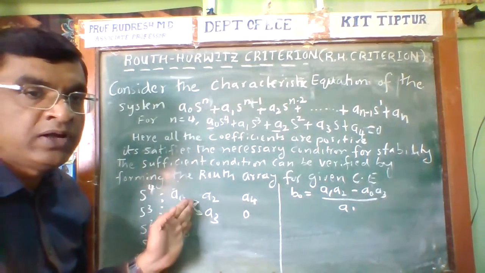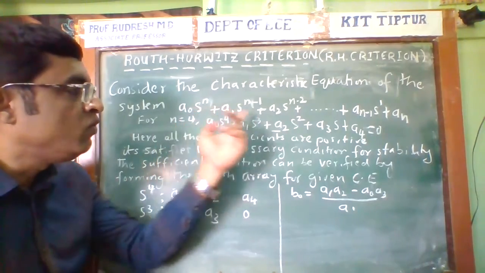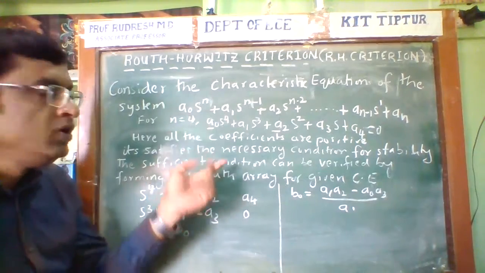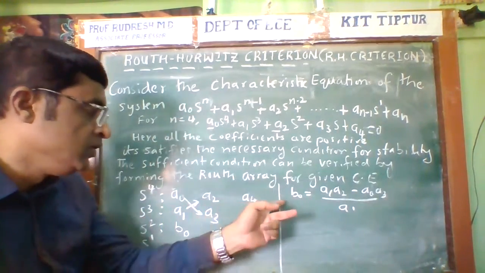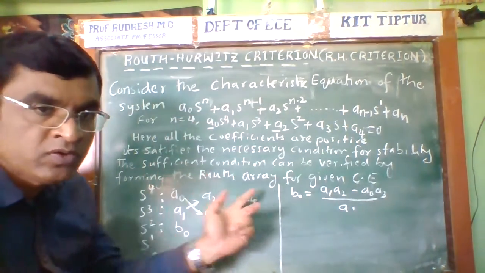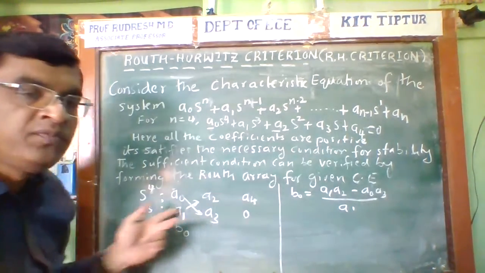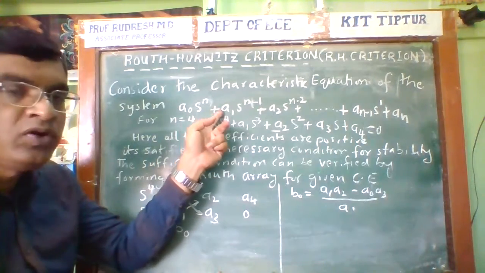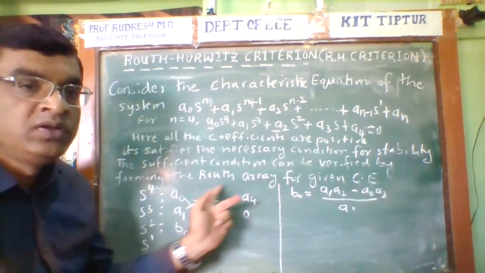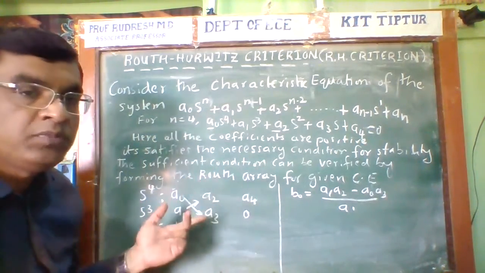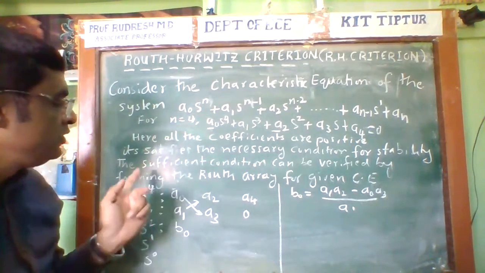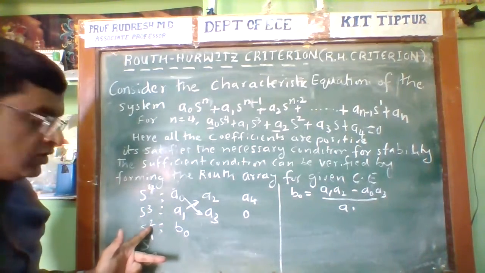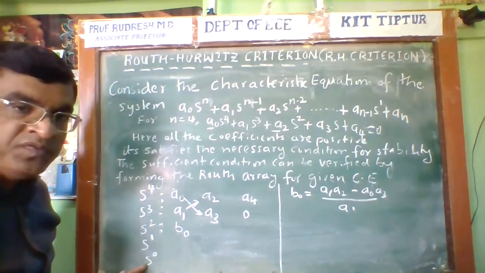It is formed by utilizing the coefficients of S. If it is an even power, the first row can be formed by the coefficients of even powers of S, and the second row by the odd powers of S. If it is an odd power, for example a0 into S power 5, the first row is formed by odd powers of S. The S power 4 row is the first row, S cube is the second row, S2 is the third row, and so on.